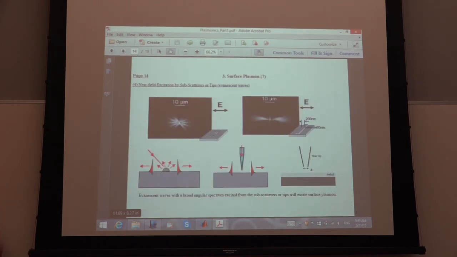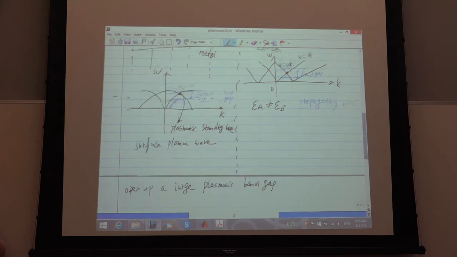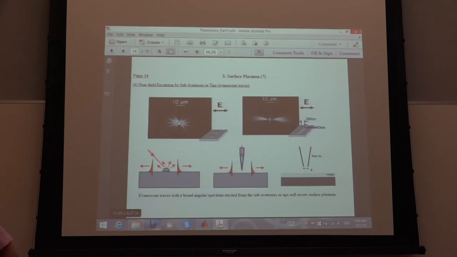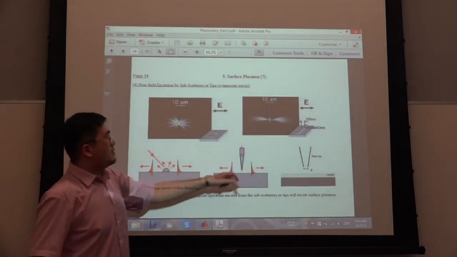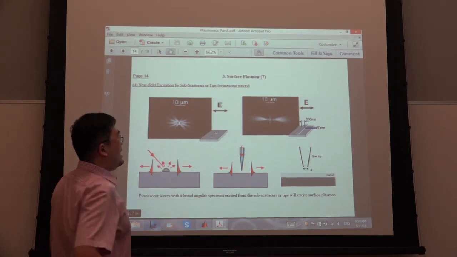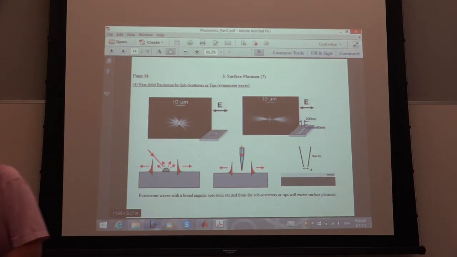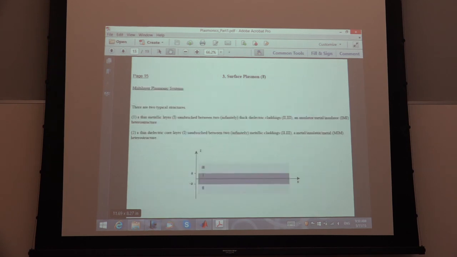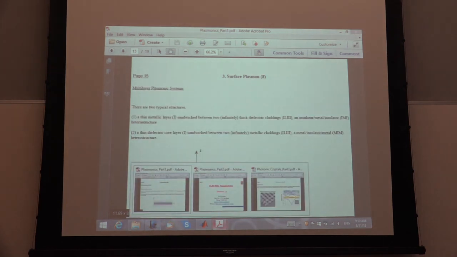The first method to excite surface plasmons is to use the tip scatterer. This was also learned in the last lecture, and I'll move faster. The tip scatterer produces an evanescent wave at the tip, in a very small region, and it excites the surface plasmon. So this is easy to understand. The tip scatterer is similar to a Hertzian dipole, so it can excite the surface plasmon. We talked about this in the last lecture.